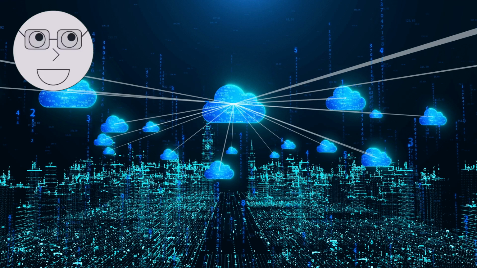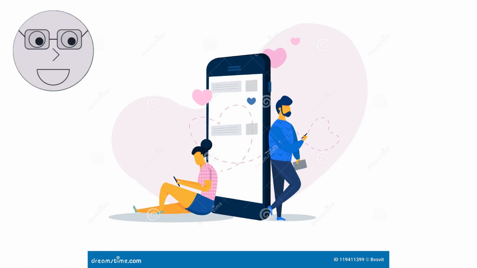Complex systems are often composed of networks of interconnected components, where the behavior of each component is influenced by the behavior of its neighbors. For example, social networks are composed of individuals who are connected to each other through various relationships. The behavior of each individual is influenced by the behavior of their friends and acquaintances.